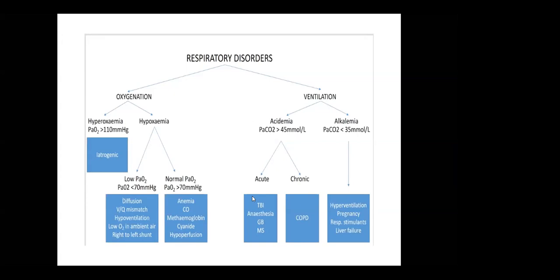Causes for acute respiratory acidemia include traumatic brain injury, anesthesia side effects, and some muscular disorders and neuropathy. Regarding chronic acidemia, the major and well-known cause is COPD. For alkalemia, causes are hyperventilation, pregnancy, respiratory stimulant use such as caffeine, for example, and liver failure. So these slides represent the respiratory disorders, their causes, and how to differentiate.